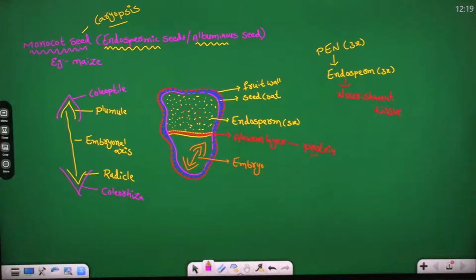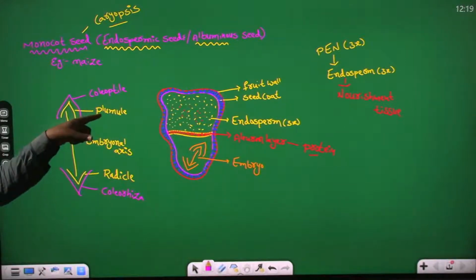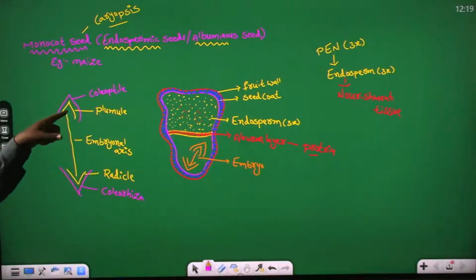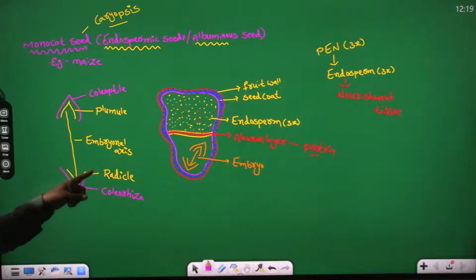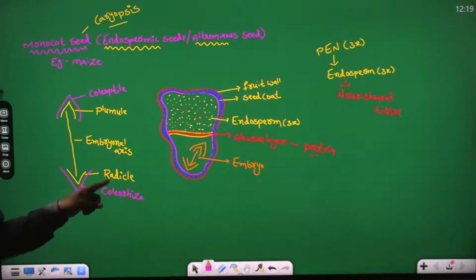The upper tip of the embryonal axis is called plumule. Plumule is protected by one protective layer called coleoptile. The lower tip of the embryonal axis is called radicle. Radicle is also protected by one protective layer. That protective layer is called coleorhiza.